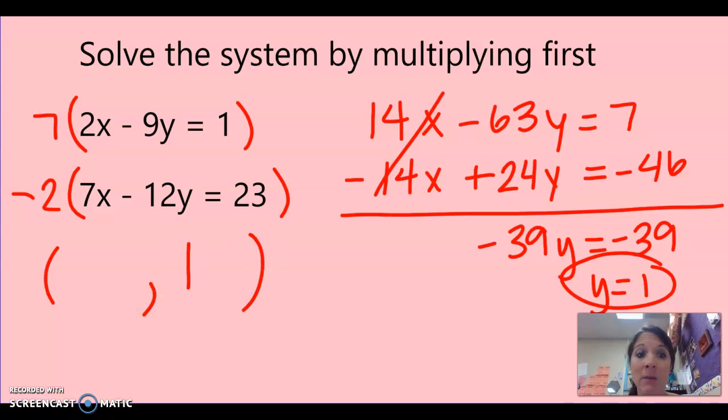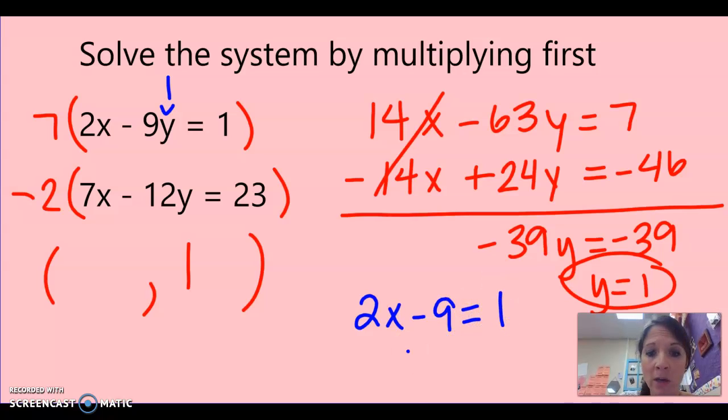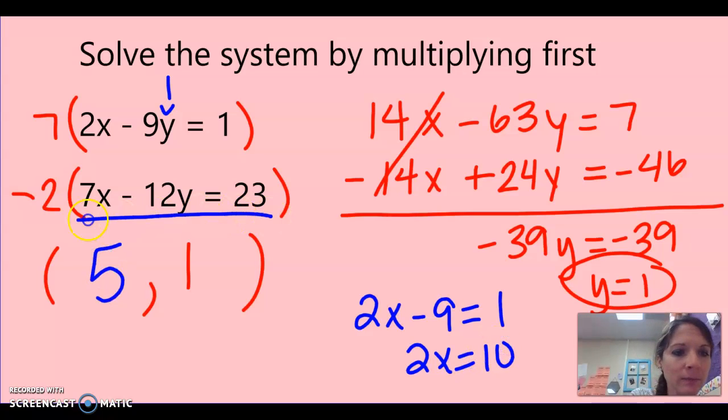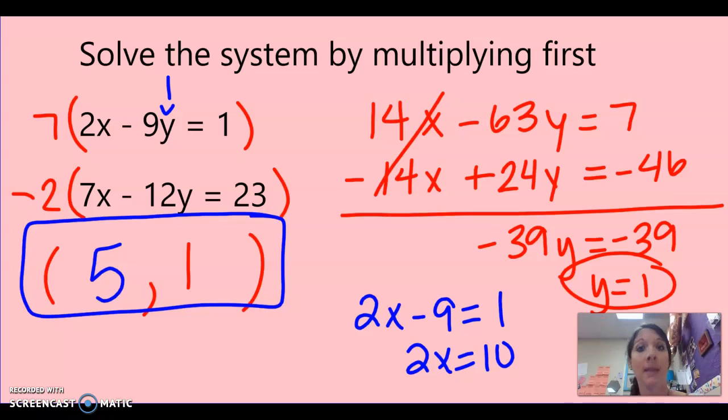And I can plug it back into the original, or I could plug it back into my new equations. It's totally up to you. I like to plug into the original because the numbers are smaller and I can do it all in my head. So I'm going to plug in a 1 right here for that y. So I have 2x, and 9 times 1, which is just 9, equals 1. Move that over so I get 2x equals 10 and x equals 5. As always, plug it back in to check. 7 times 5 is 35, minus 12 is 23.